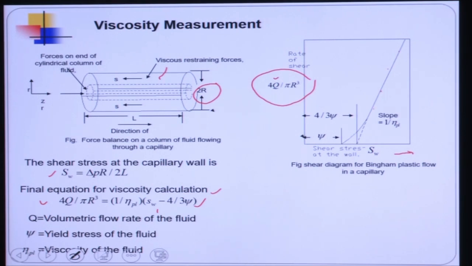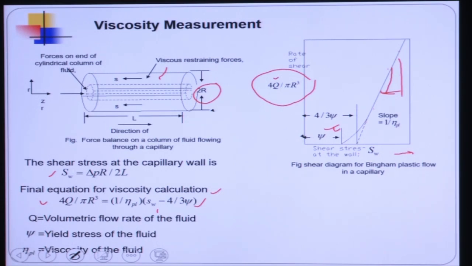So you have to do a curve fitting of this line using a straight line. And then you have to extrapolate to the x-axis. Where it is touching the x-axis, that point will give the 4 by 3 psi. So that value of shear stress divided by 4 by 3 will give the yield stress of this fluid. And 1 by the slope of this curve will give the plastic viscosity. Okay, so the slope is equal to 1 by eta PL, which will give the plastic viscosity.